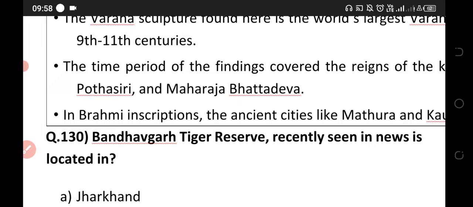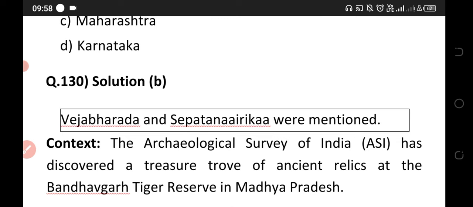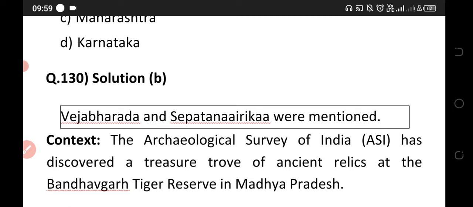Bandhavgarh, we just saw it. Yes, it's in Madhya Pradesh. The Archaeological Survey has discovered a treasure trove of ancient relics at the Bandhavgarh Tiger Reserve in MP.